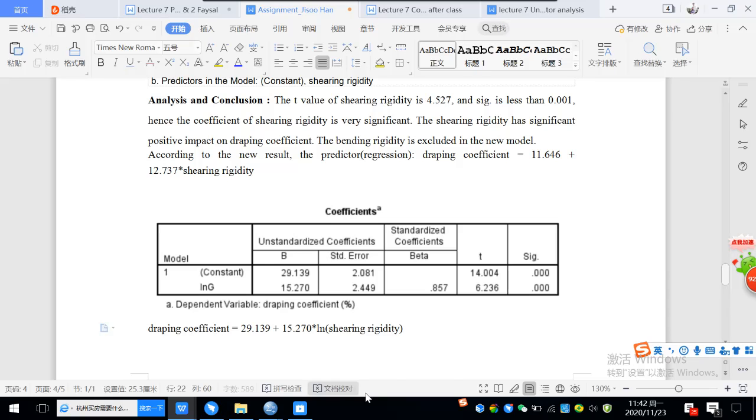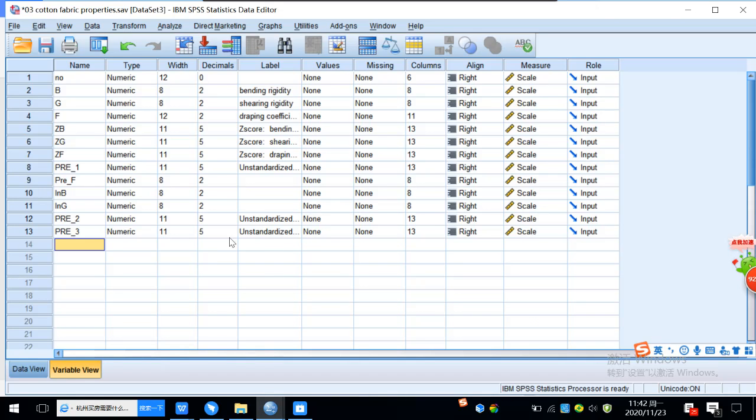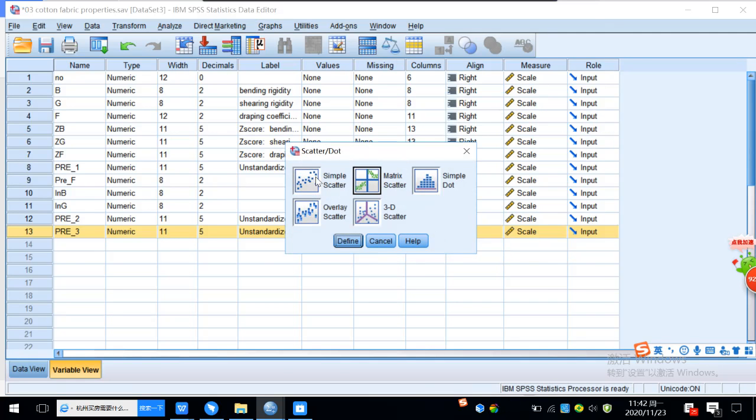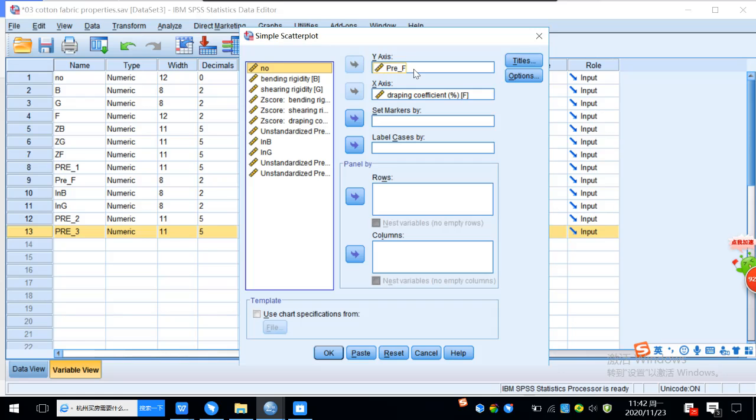Sorry. Also, we can draw. Here is the predicted draping coefficient. And when we draw the scatter, here is the predicted value, and here is the real value. Yeah, you can use X for here. Why use this? It's not important, okay?